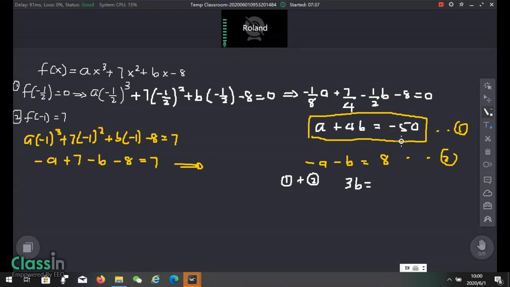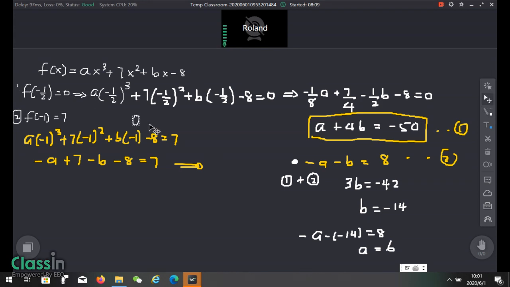Negative 50 plus 8 gives negative 42. Of course, we can divide both sides by 3 to find b. So b becomes negative 14. If b is negative 14, we can find a, because from this equation, negative a minus b equals 8. So in that case, a will be 6. And that is the values of a and b.